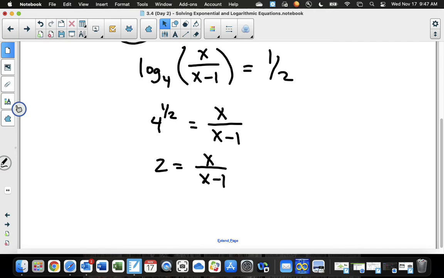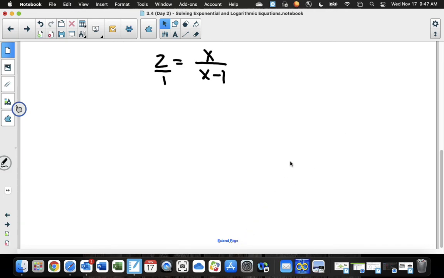You can either clear the fractions, multiply both sides by x minus 1, perfectly fine. Or you could think of this as 2 over 1 and then use it as a proportion and cross multiply, whatever part makes more sense to you. It does not matter which way you do it. If I multiply, I'm going to distribute, we get 2x minus 2 equal to x. And now we solve. Subtract the x over, I get x equal to 2.